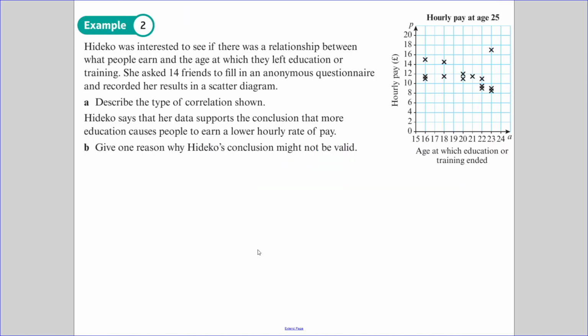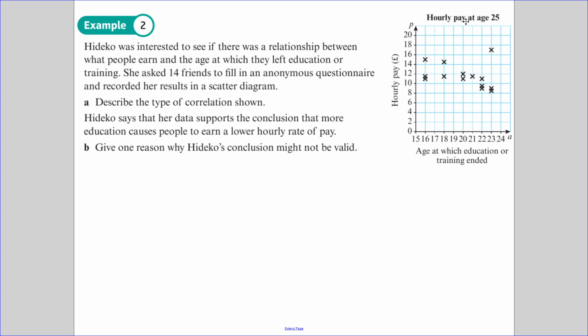This one here is about a study of 14 people who are all of her friends, and she's trying to work out if the age at which you end education and training affects your hourly pay at the age of 25. So this is something you're all probably thinking about when you go and leave here, if you go to university, if you go straight into a job, what's actually going to give you the best pay prospects.